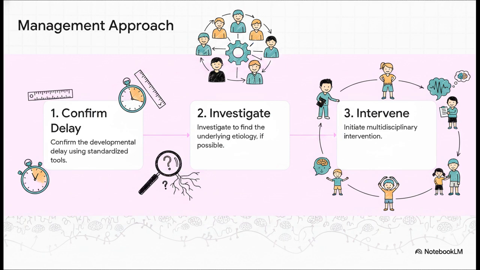A child's needs are complex, so you need a whole team of experts. The approach is pretty logical. Step 1, confirm the delay with proper standardized assessment tools. Step 2, investigate the cause, trying to find an underlying reason. And Step 3, which is the most critical part, get that child started with interventions from the team. Pediatricians, neurologists, physical therapists, speech therapists, psychologists, you name it.